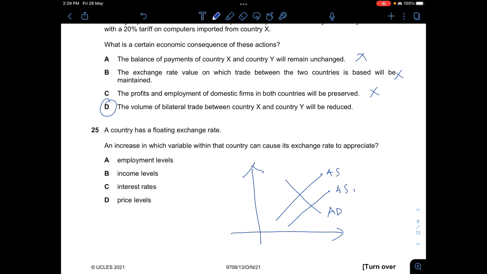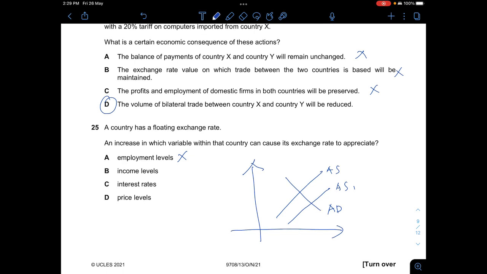So here we can see that there are a few options. So A, it says employment levels, which is not correct, because employment levels result in an increase in AD. So nope. B, it says income levels, which will result in the AS curve shifting to the left. So this increases the price level. So nope, not correct. And then it says interest rates. An increase in interest rate would result in an increase in exchange rate. So this is correct. And the increase in price level will result in a decrease in the exchange rate. So nope, let's say C.